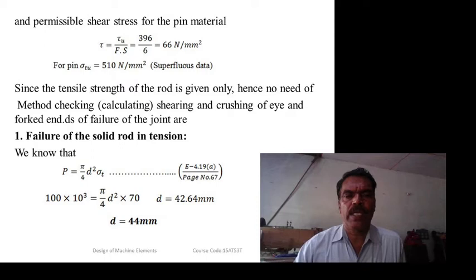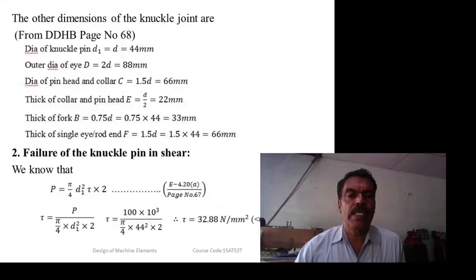D is unknown, so D square should be taken outside, then D square is equal to the remaining factors. By substituting all values, you will get D value exactly 44 mm. That is D, the diameter of the rod.